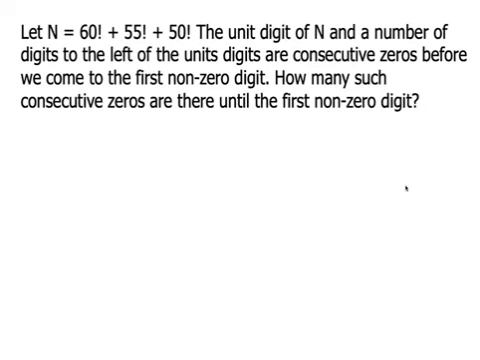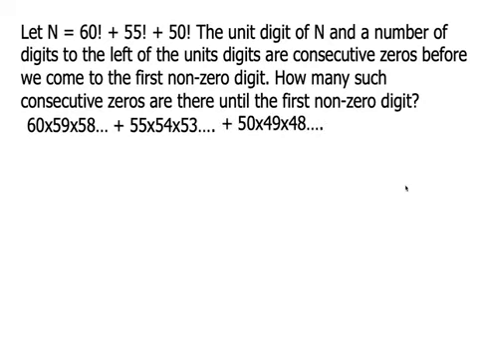And how big are these numbers? Well, just to kind of give us an idea, let's start writing it out. 60 factorial is 60 times 59 times 58 all the way down to 1. 55 factorial means 55 times 54 times 53 all the way down to 1. And 50 factorial is 50 times 49 times 48 all the way down to 1.